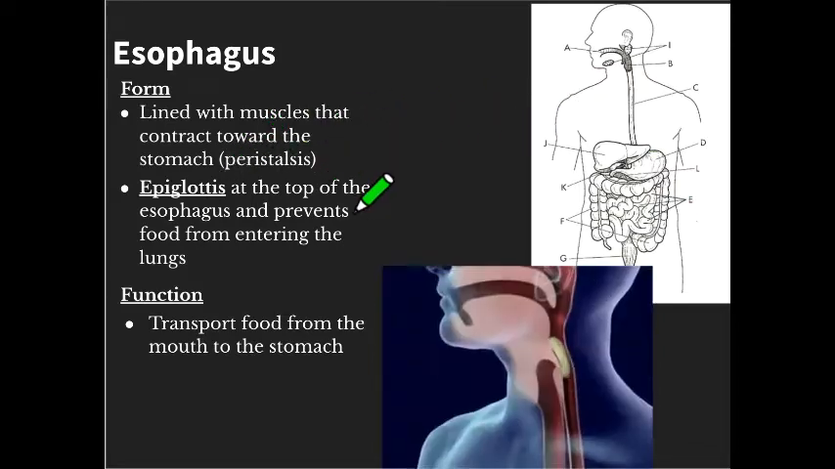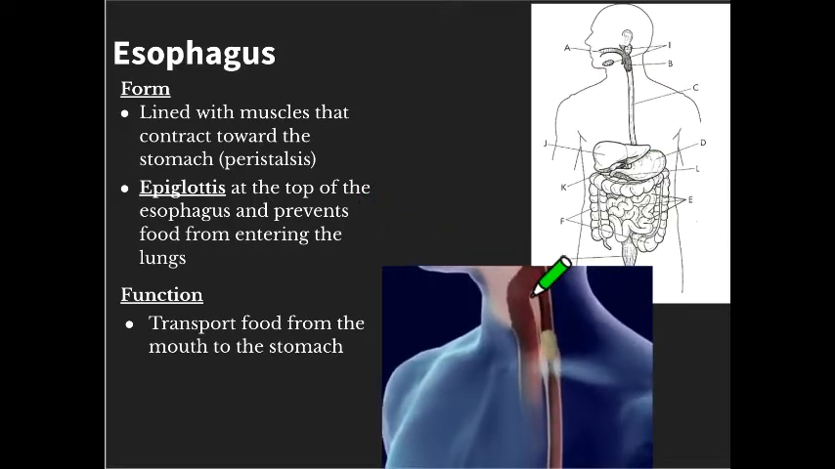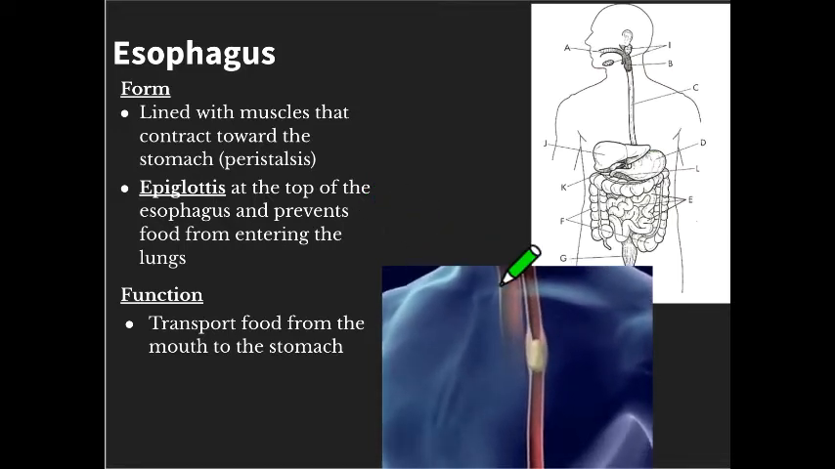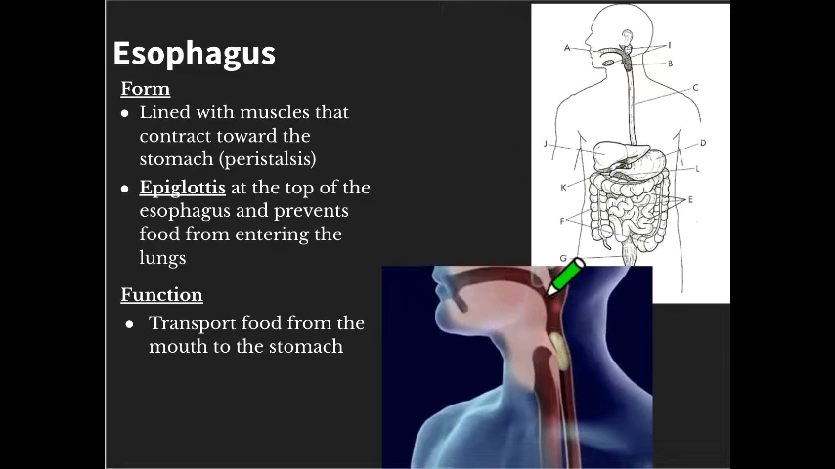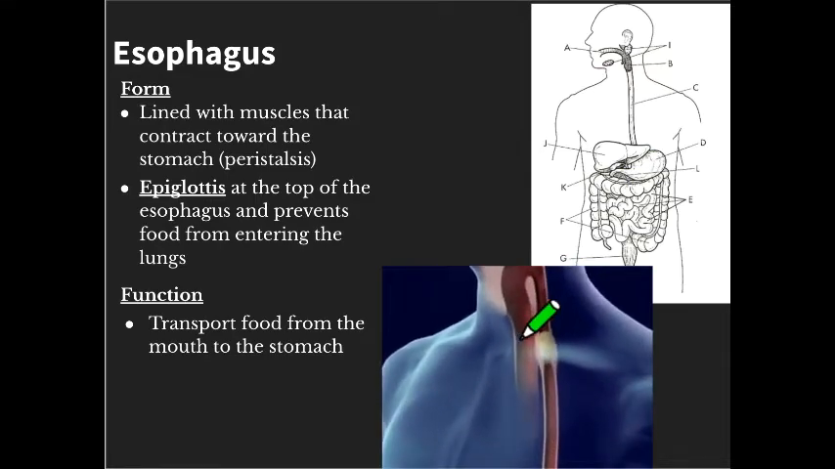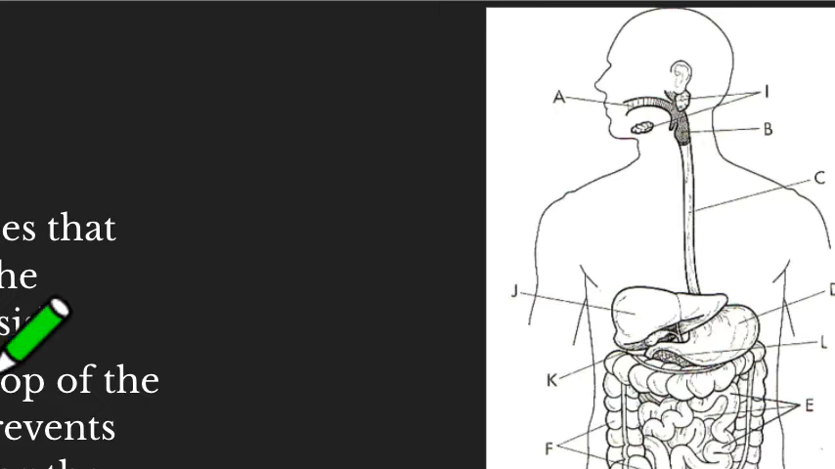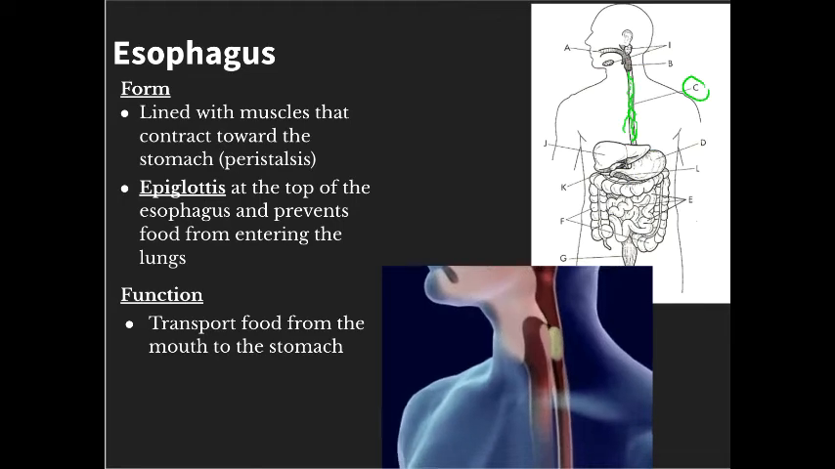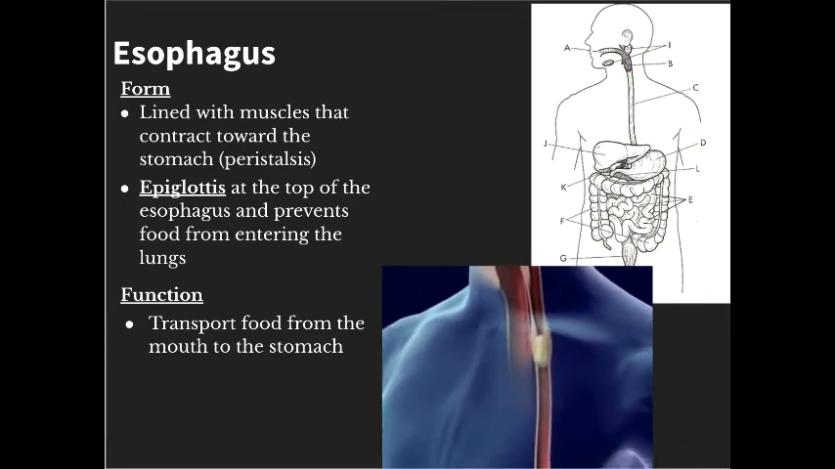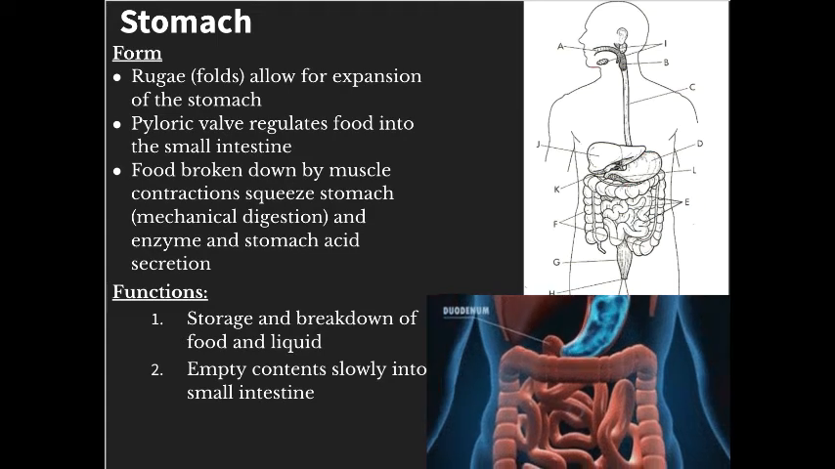The epiglottis is at the top. We'll talk a little bit later about the epiglottis in respiratory, but you can see as this animation recycles back to the start that the epiglottis is going to flip down right there to keep food from going that way into your lungs. So that's really its basic function. You can see here that structure C is the esophagus. We would mark that up on our diagrams so we know exactly where the esophagus is located in the human digestive system.